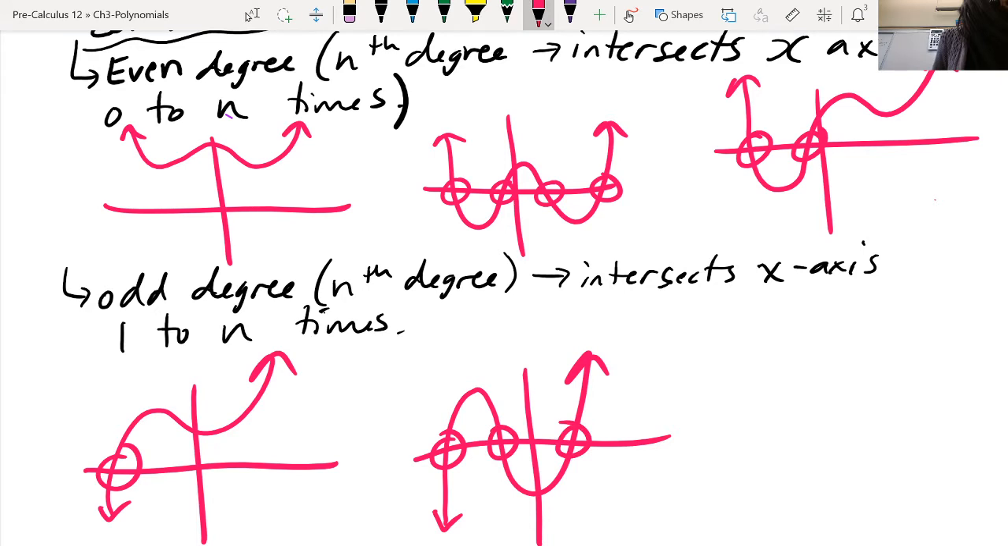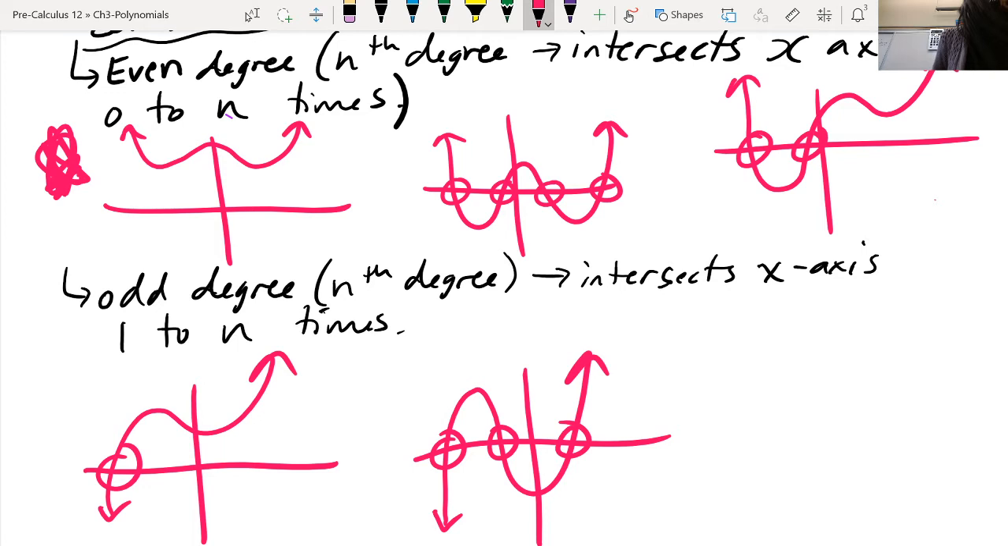Because their end behavior shows that they start and end in different directions, that's how we know it's got to cross at least one time. Whereas with the even degree ones, like up here, it's possible for it not to cross at all because they start and finish pointing in the same direction.